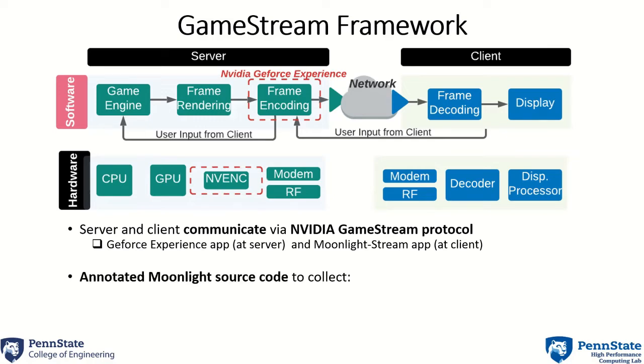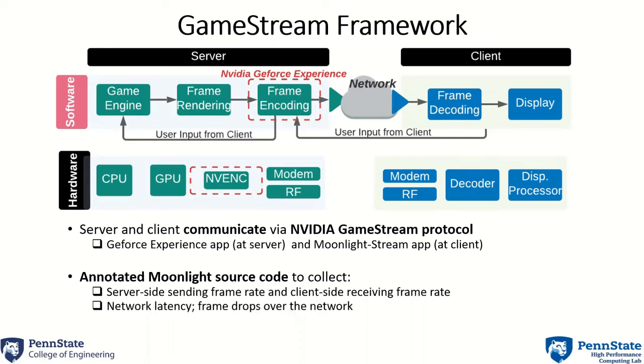To profile these pipelines, we annotate the Moonlight source code to collect several statistics such as sending frame rate at the server, the incoming receive rate at the client, network latency, frame drops due to network, per pipeline stage latencies at the client, game video packet details, etc. The methodologies and tools for collecting server-side per stage latencies are described in detail in the paper.